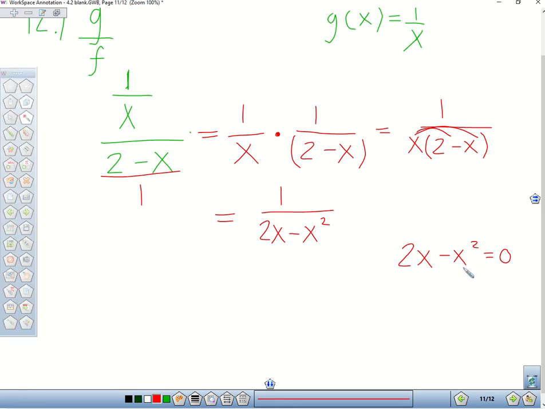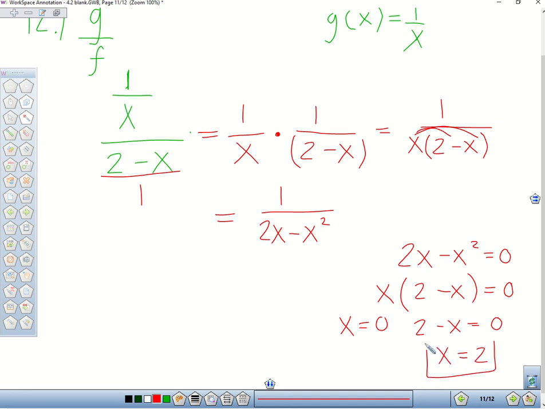So once I set it equal to 0, I see that I can factor out the x, right? So this gives me x times 2 minus x is equal to 0. And then I can set both of these each equal to 0, right? So x equals 0 and 2 minus x is equal to 0. And the answer here is 2. So x equals 2 and x equals 0 are our restrictions.